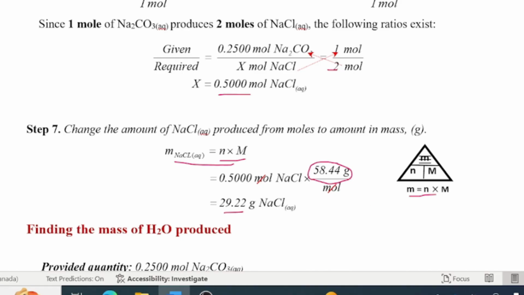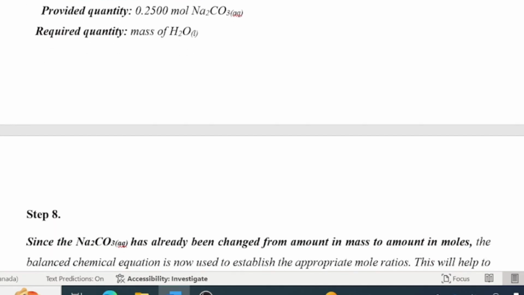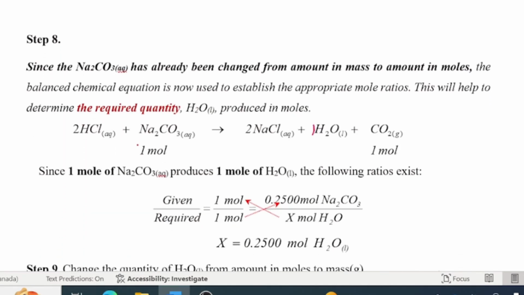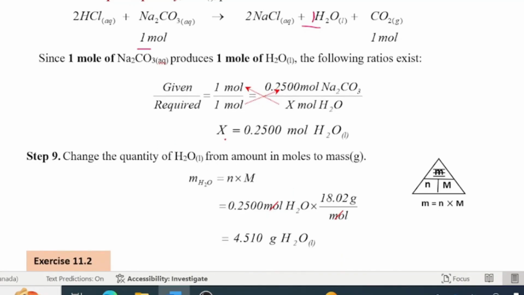Now you can go ahead and find the mass of the water, same principle. In this case it is 1 mole. Water is 1 mole now. So you do the same thing. You know the number of moles of your sodium carbonate, which is the limiting reagent there. That is the number of moles of water formed. You have the molar mass of water there, and this is the mass of the water.